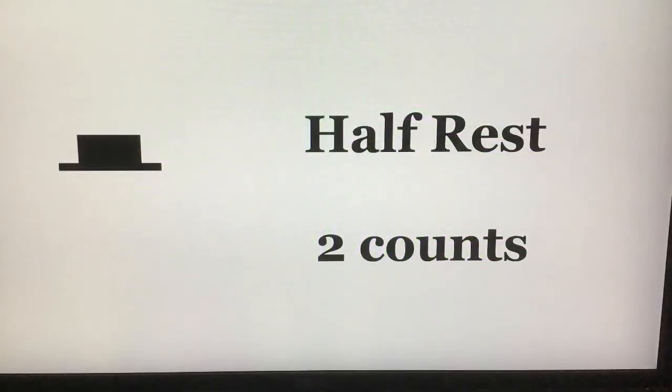The next type of rest is a 2-count rest called a half rest. In 4/4 time, it takes up 2 counts, which is half of a measure, and it looks like a hat. You'll see the little rectangle box coming up from a line on the staff, and that lasts for 2 counts, the half rest.